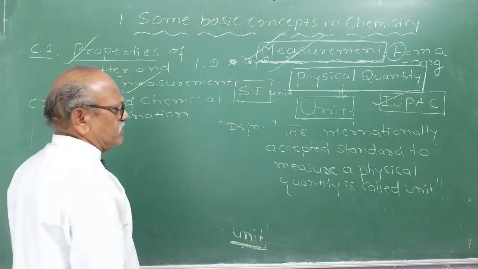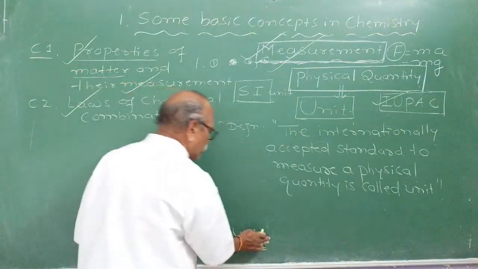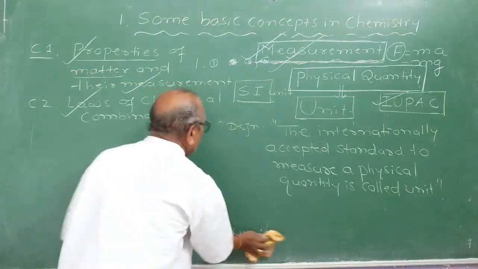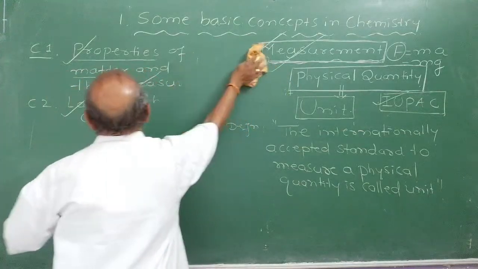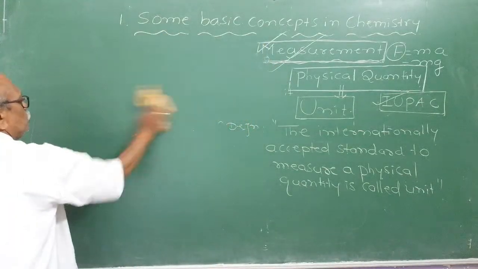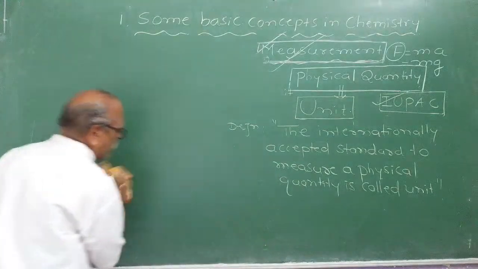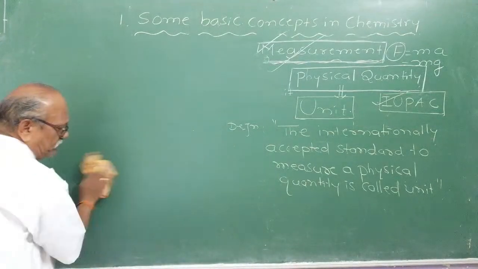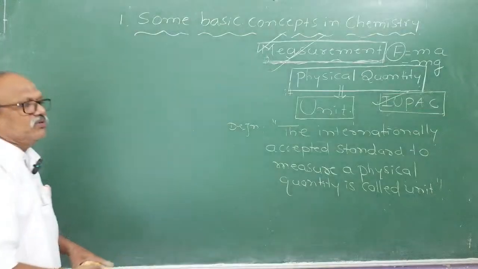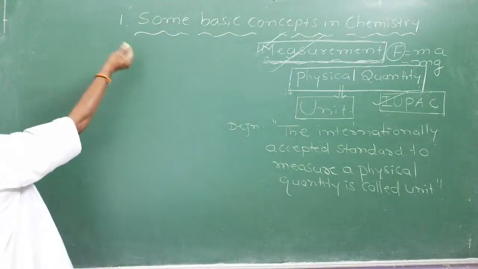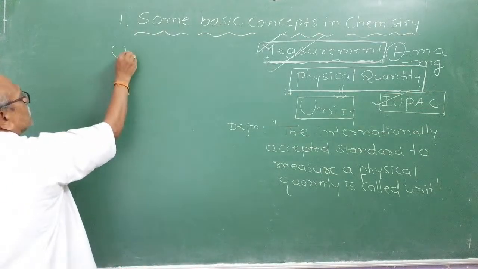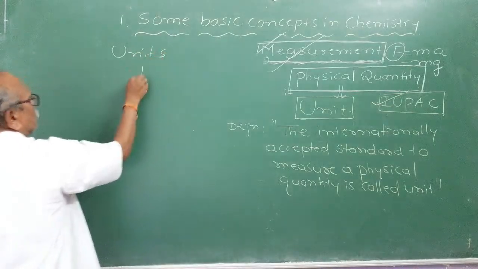The internationally accepted standard to measure a physical quantity is called a unit. So these units are classified into two things. Let us focus on the physics part of it, and I will teach you some mathematical tricks also to make calculations in the laboratory. Those units are classified into two types.